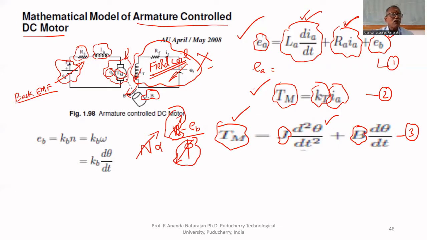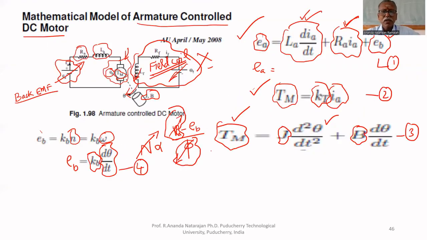But we know the back EMF: a coil is rotating in the magnetic field, that's why an EMF is induced. That EMF opposes the applied voltage, Lenz's law. So the back EMF is proportional to the speed of the armature, d theta by dt. If you make it equal, you multiply by kb. Therefore, EB equals kb d theta by dt. That is the fourth equation. Instead of d theta by dt, you can put omega also, kb omega, or speed. These four equations represent the armature controlled DC motor.